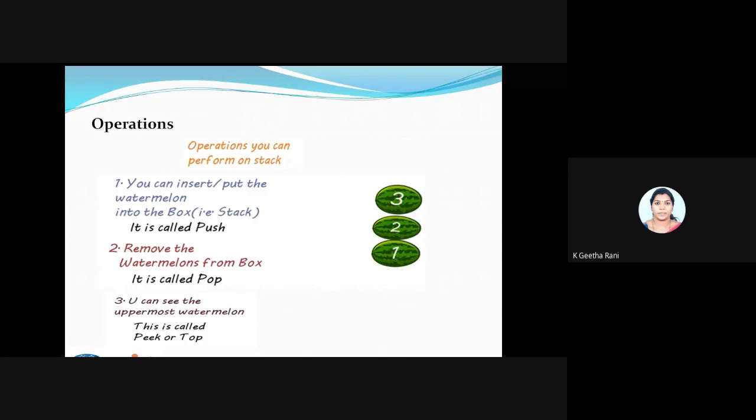This is my first operation. Fine, and my second operation is I'm going to remove the watermelon from the box. Okay, and this operation is called a pop operation. You can see the second point, it's called a pop operation. If you want, I will highlight it. It's called a pop operation.